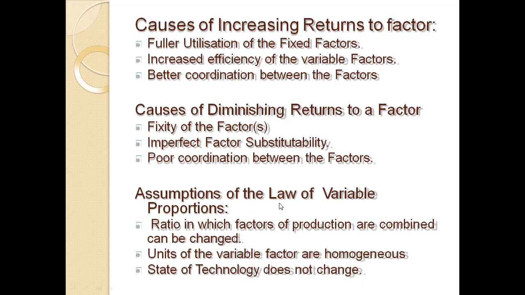But according to this particular law, we have to assume that the ratio in which the factors of production are combined can be changed. Then, units of the variable factor are homogeneous. That means every laborer you're employing is equally efficient, which practically is definitely not possible. Then the state of technology does not change. We also have to assume that the state of technology, whatever plant and machinery you're using, is not going to change, because that's the reason you are increasing the amount of labor. So these are some of the assumptions we have to make for the law to hold good.